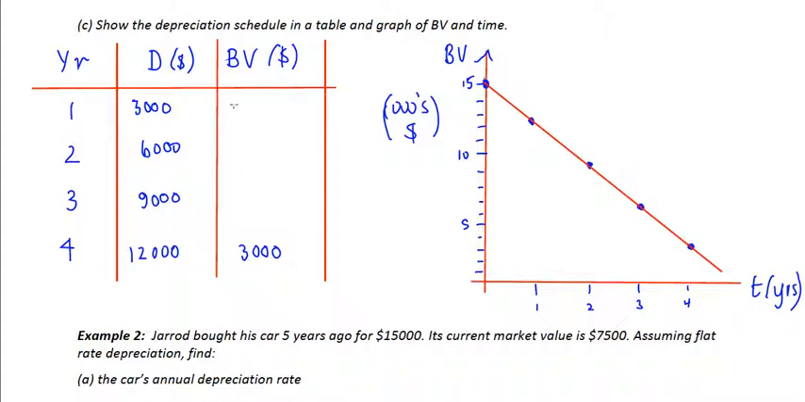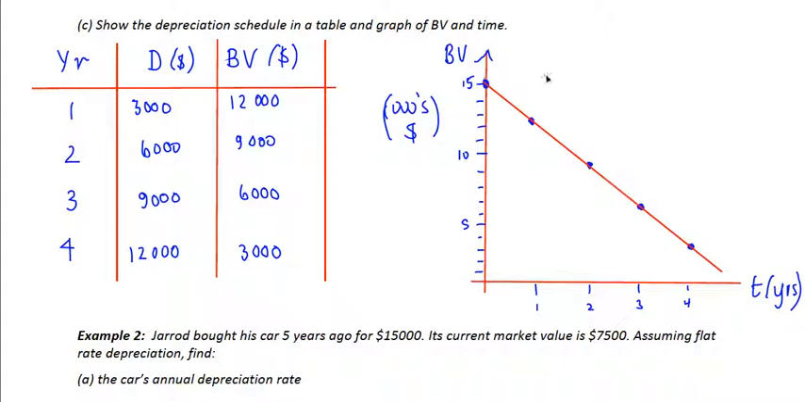machine. This means that after 1 year, if it was $15,000 to begin with and it lost $3,000, its book value is now $12,000. And we can subtract $3,000 each year, and you can see the book value or the value of the item is reducing by $3,000 each year.